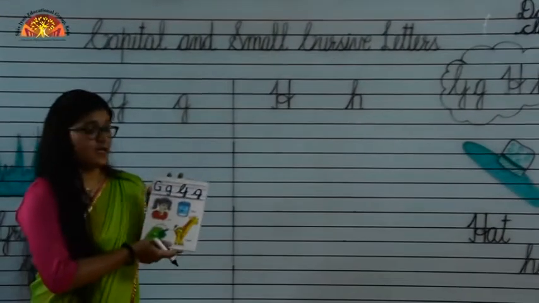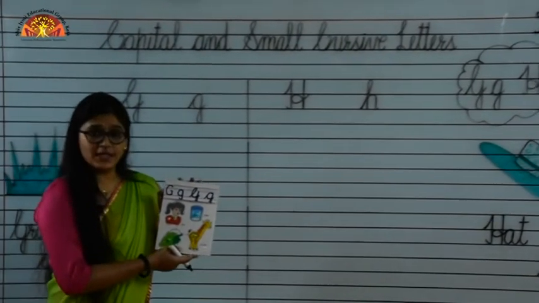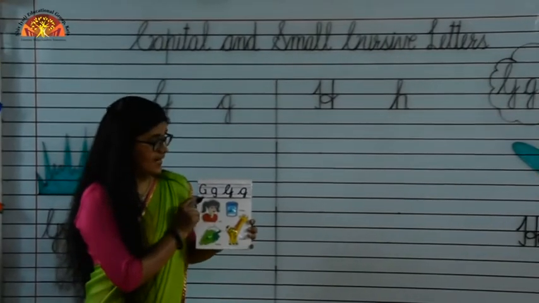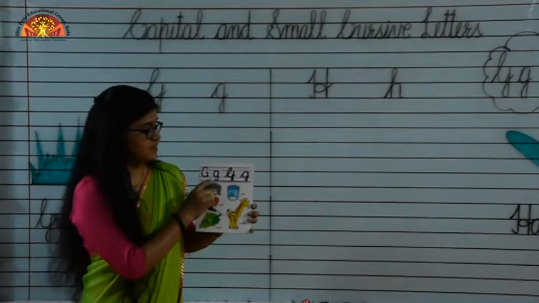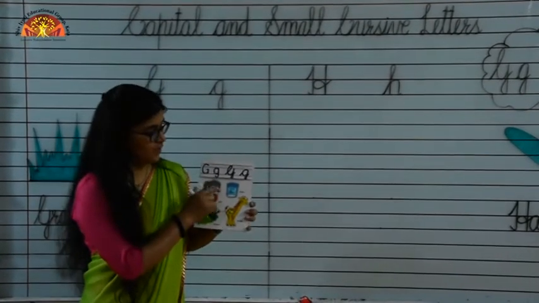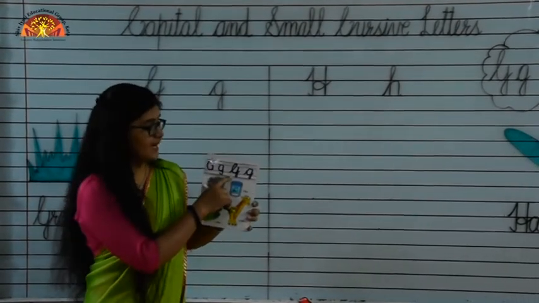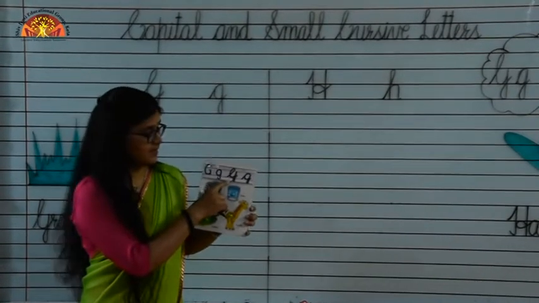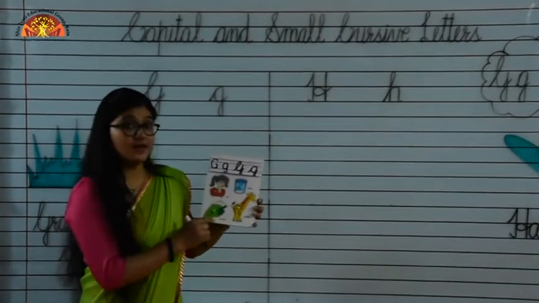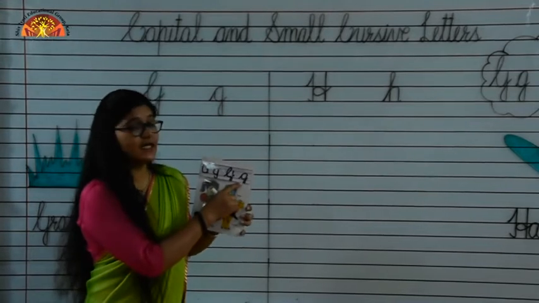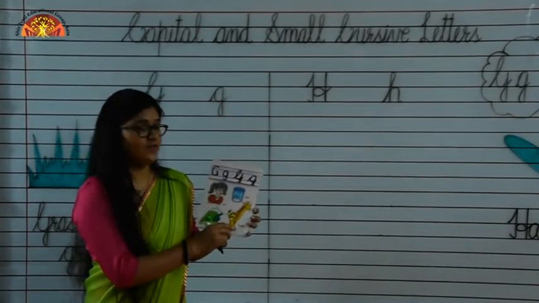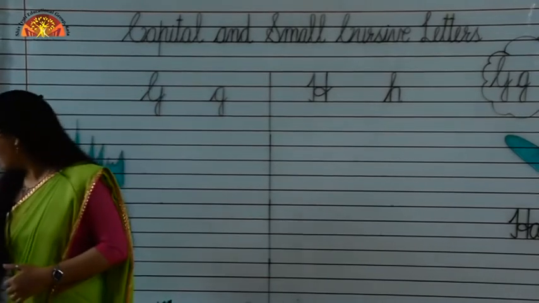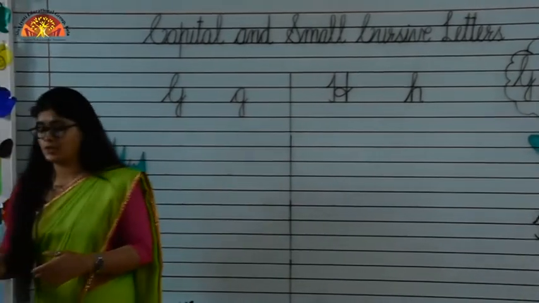This is letter G. Capital letter G. G for girl. Small letter G. G for glass. Capital cursive letter G. G for grapes. And small cursive letter G. G for giraffe. Our next letter is letter H.